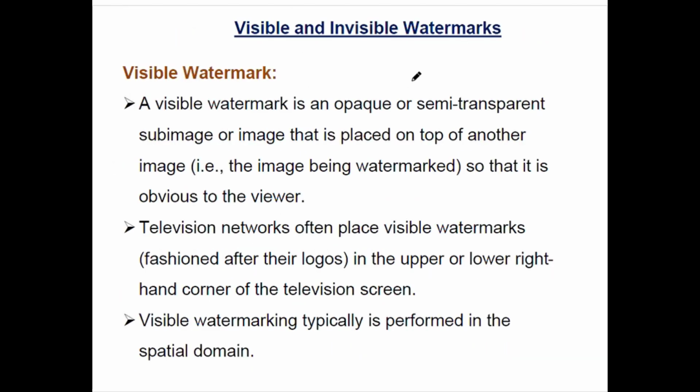Now coming to the visible and invisible types of watermarks. A visible watermark is an opaque or semi-transparent sub-image or image that is placed on top of another image, that is, the image being watermarked, so that it is obvious to the viewer. A visible watermark is simply a watermark which can be seen by the viewer. For example, television networks often place visible watermarks fashioned after their logos in the upper or lower right-hand corner of the television screen. Yes, we are all seeing this. Visible watermarking is typically performed in the spatial domain. Spatial domain means in the XY domain.